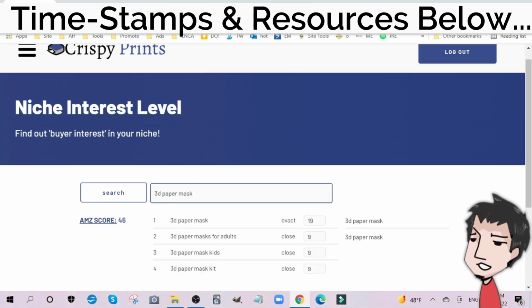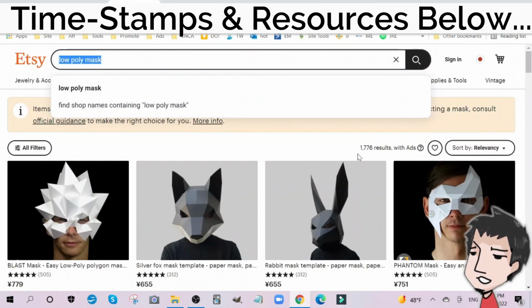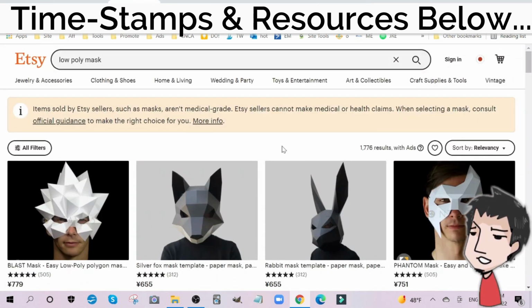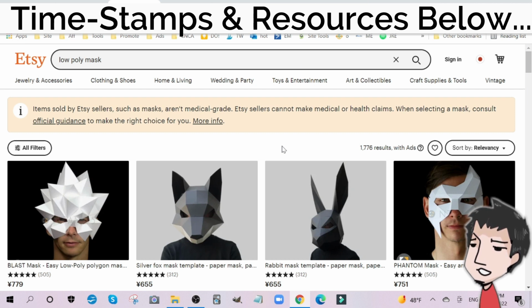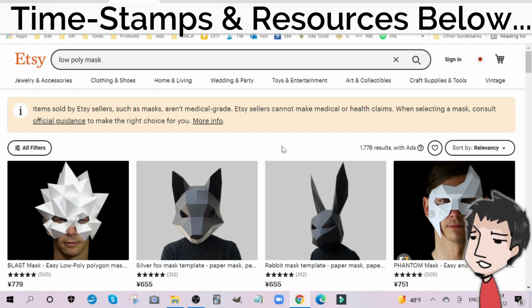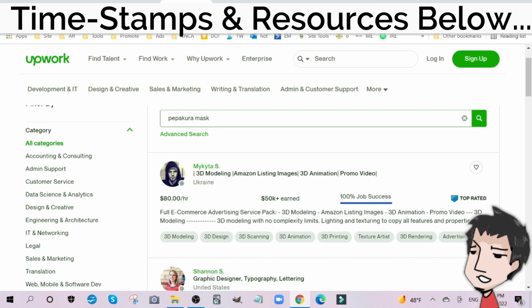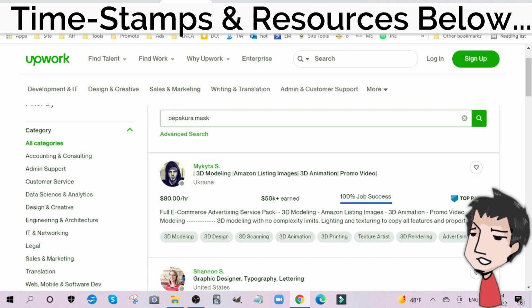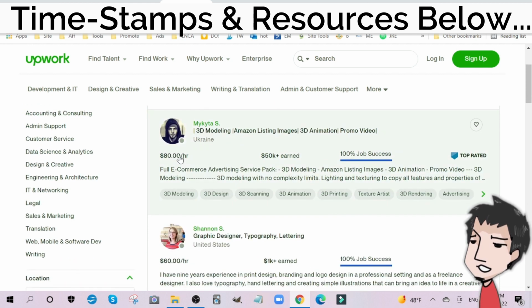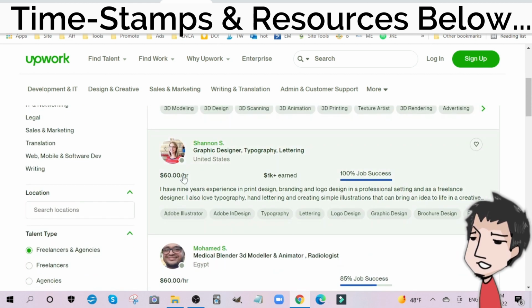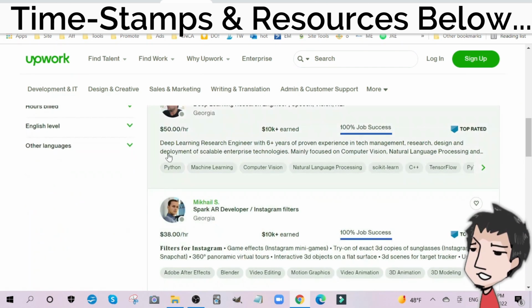We want to match our product to these types of keywords. Now, the interesting thing about this market is that before Crispy Prints, there was a high barrier to entry. You needed some design skills or had to hire someone who knows how to design these types of masks. You could go to Upwork. These types of masks are called pepakura, by the way. It comes from a Japanese tradition of paper crafts. On Upwork, if you put in pepakura mask, this person is charging $80 an hour, $60 an hour. It's really expensive.